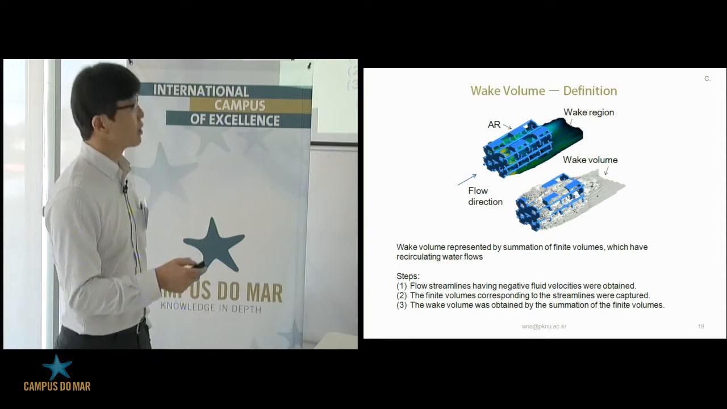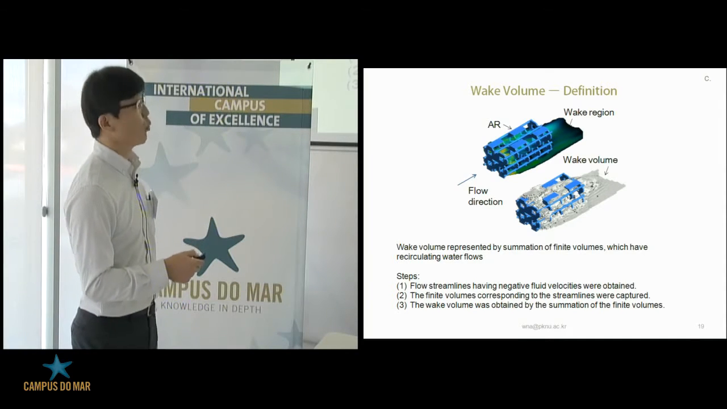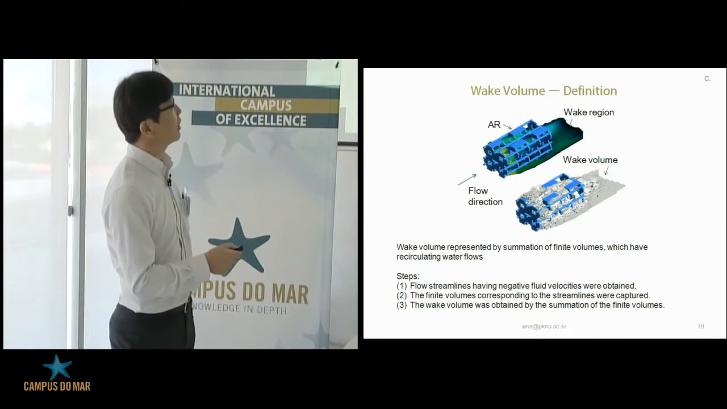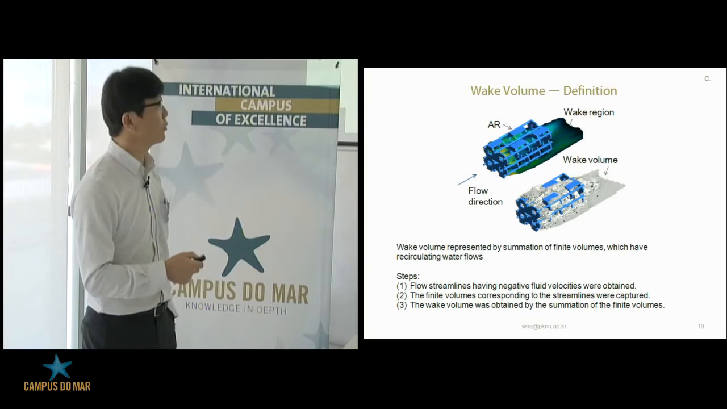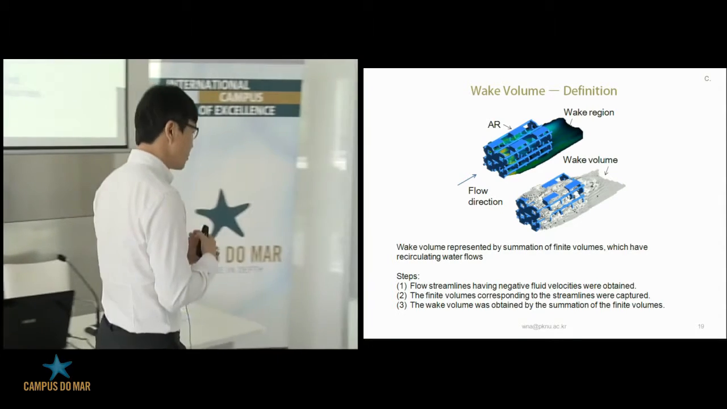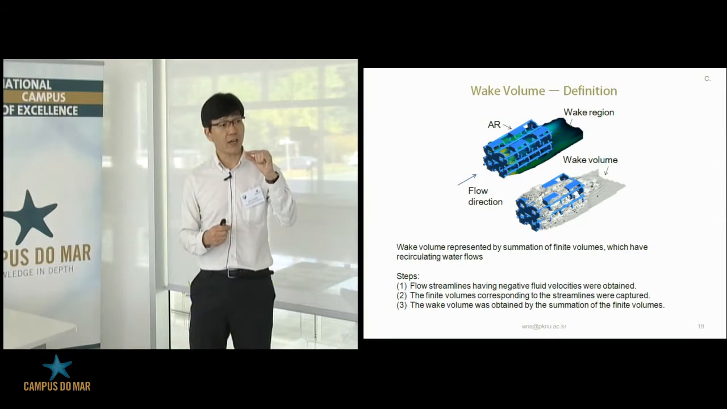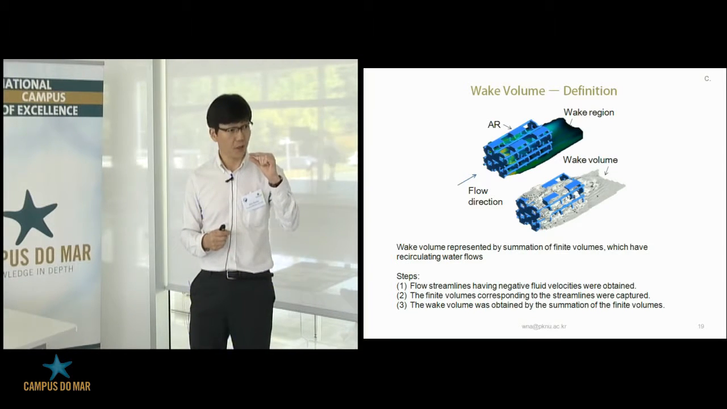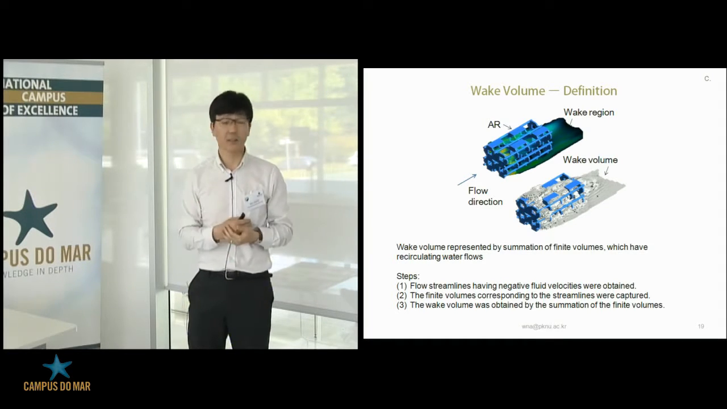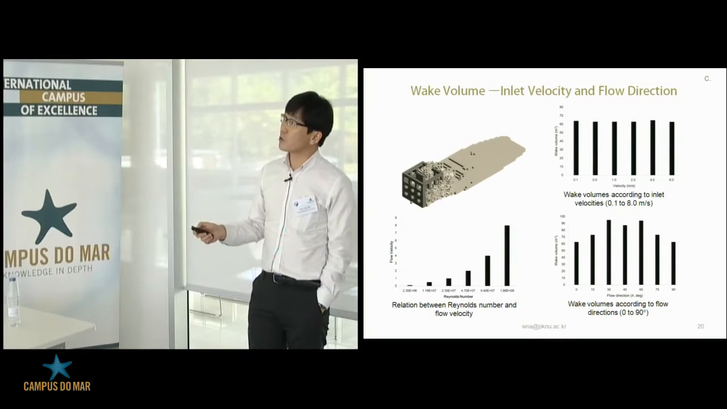And then to overcome the disadvantage of wake length, we try to capture wake volume instead of length, instead of the area. How do we do that? We use the element-based finite volume method. That method is very good for measuring the finite volume which has recirculating water velocity. So we combine them together, and we calculate the whole wake region. That's the basic idea. So this is the first one, the box type.